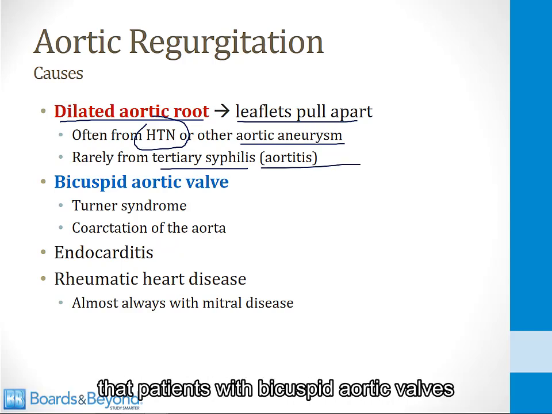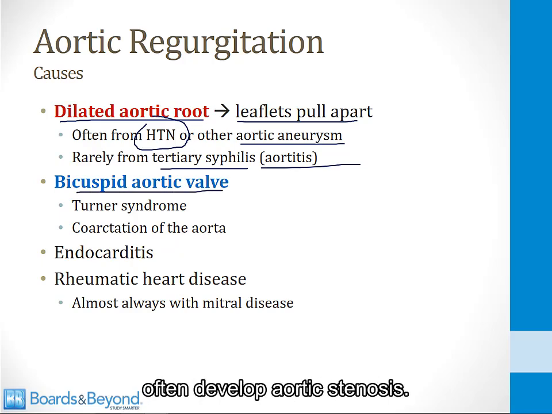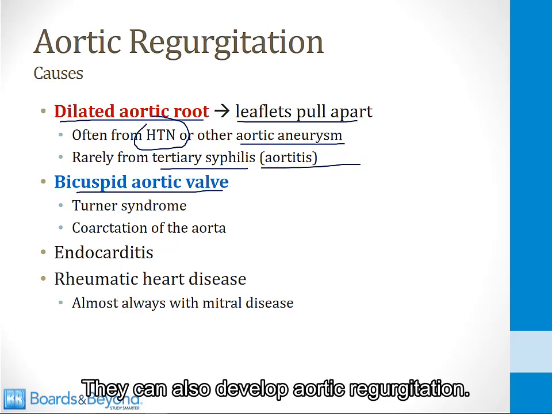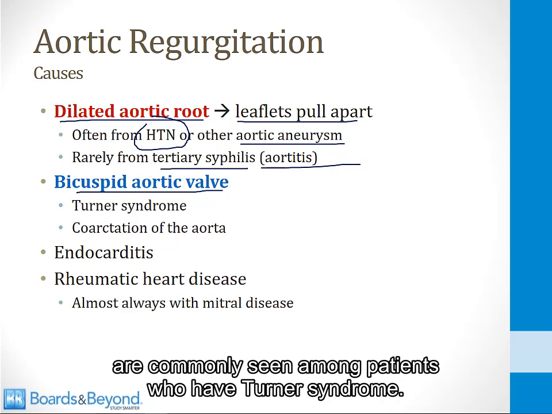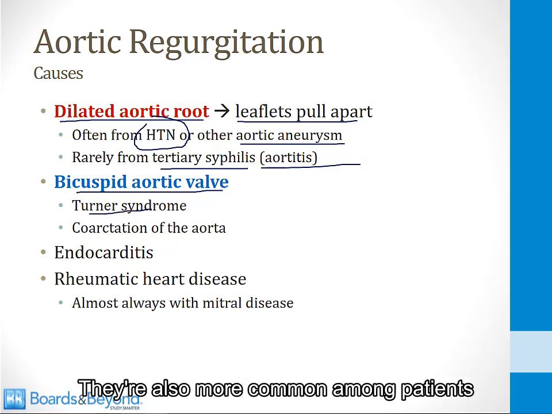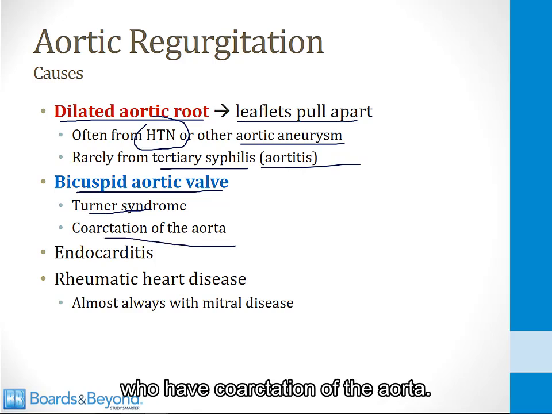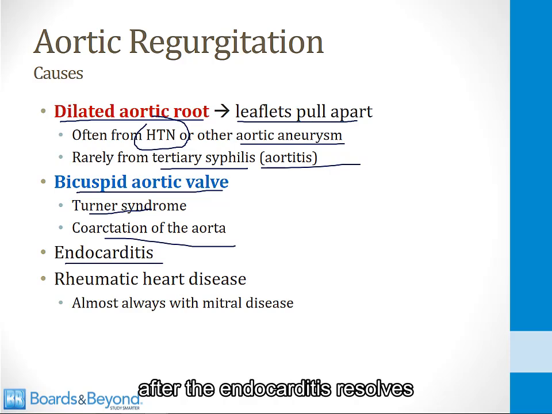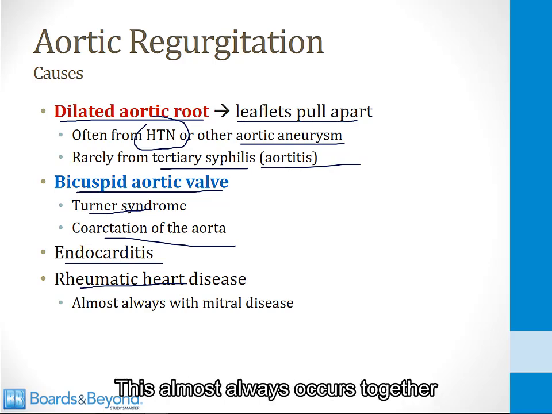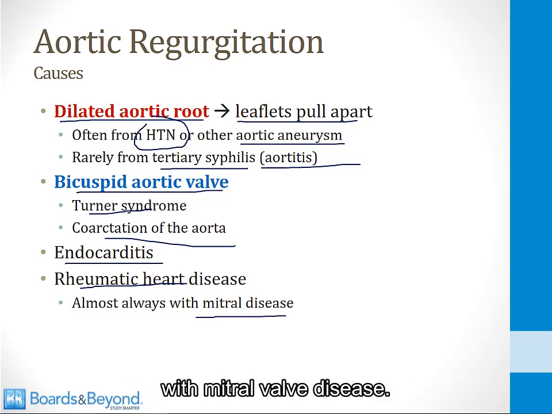Earlier, I told you that patients with bicuspid aortic valves often develop aortic stenosis. They can also develop aortic regurgitation, and by way of review, bicuspid aortic valves are commonly seen among patients who have Turner syndrome. They're also more common among patients who have coarctation of the aorta. Anytime a valve develops endocarditis, after the endocarditis resolves or during the active infection, patients can develop a leaky valve. So aortic valve endocarditis can lead to aortic regurgitation. And then rheumatic heart disease can rarely cause aortic regurgitation. This almost always occurs together with mitral valve disease.